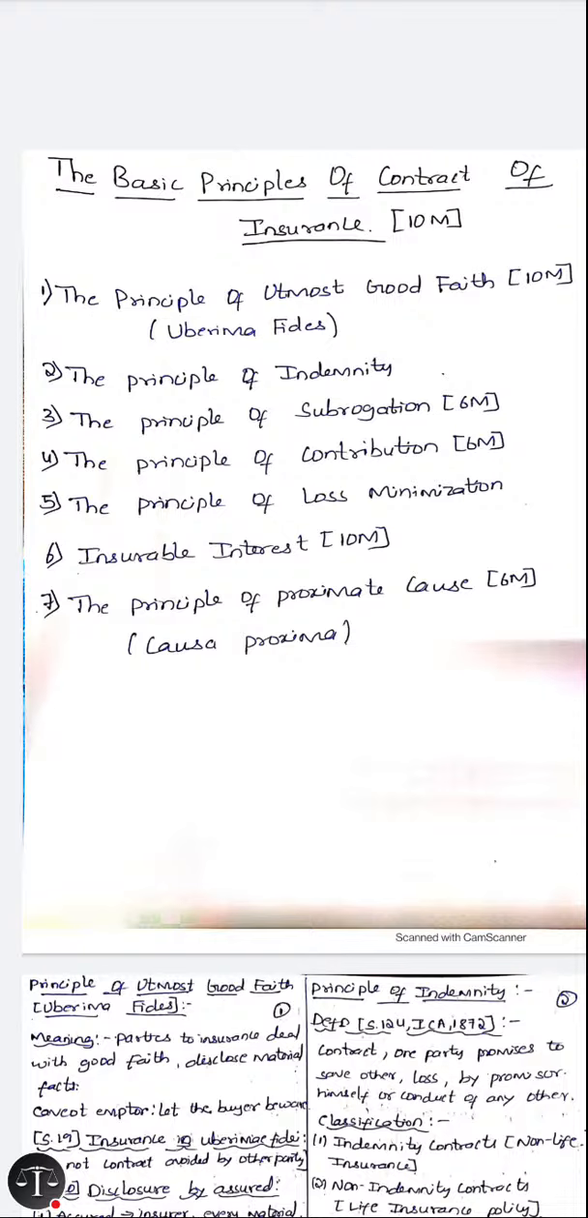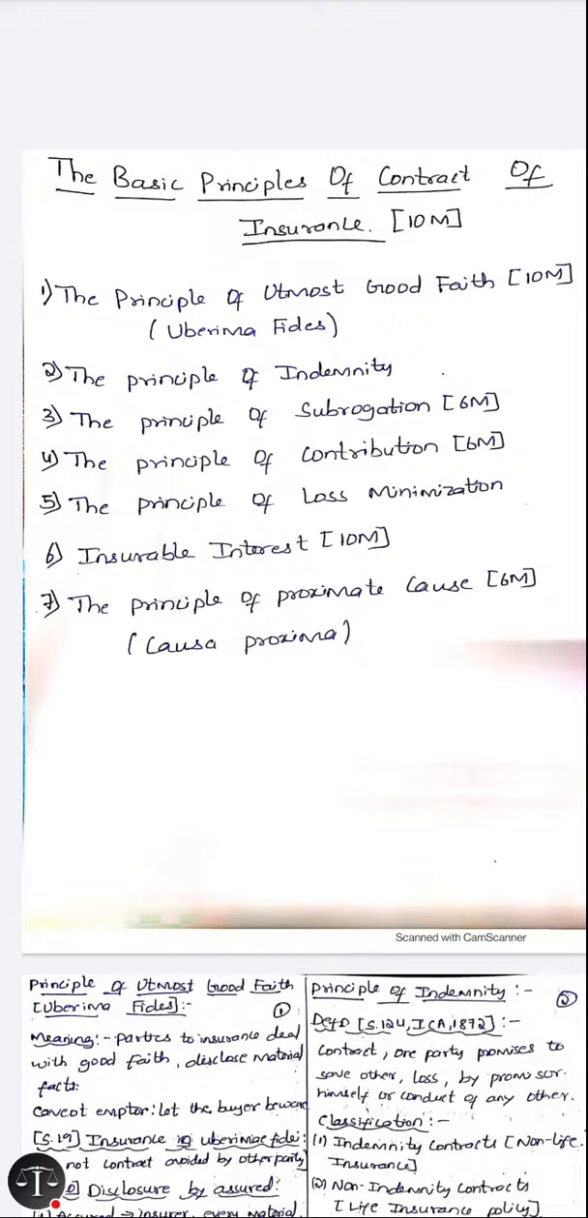Contract of insurance. This concept in Unit 2 is asked for 10 marks. This concept has also been asked in Unit 1 for 10 marks. So there are basically 7 principles of contract of insurance. The first principle is the principle of utmost good faith, which has the maxim uberrima fides. This principle is sometimes asked for 10 marks in Unit 2 separately.